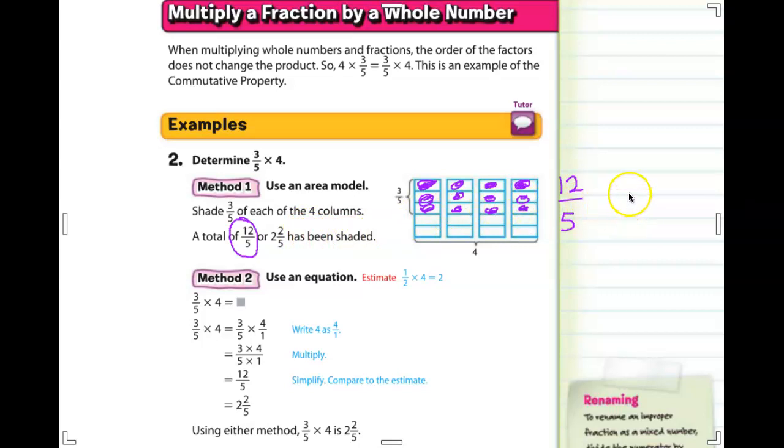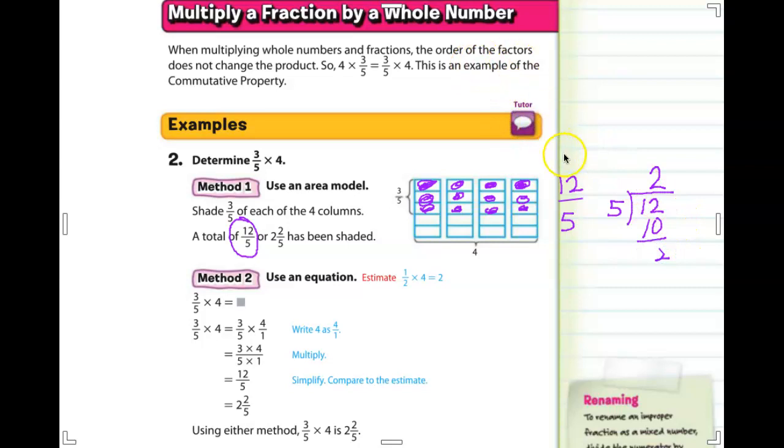To simplify it, we are going to divide. So what goes on the inside? The number 12. Good job. And what goes on the outside? The number 5. How many times can 5 go into 12? The answer is 2. We subtract the 10, we get 2.